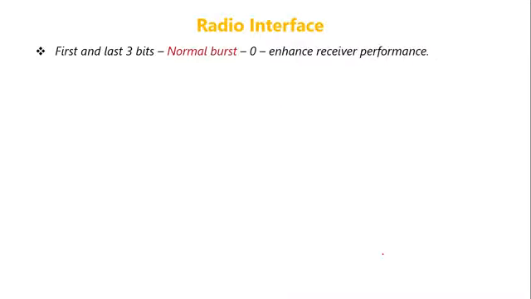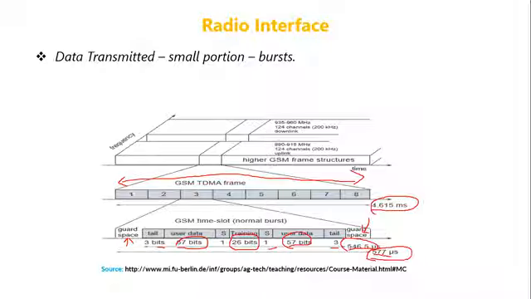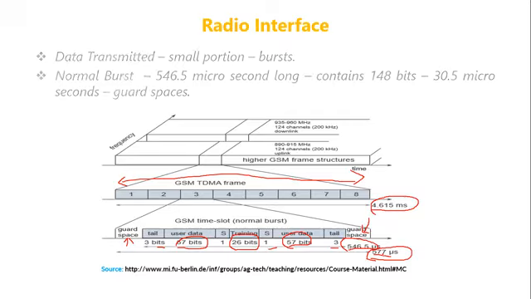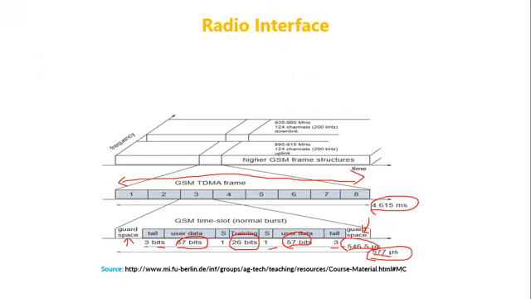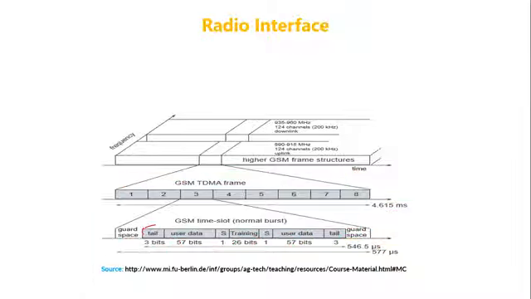Then we'll discuss this. We are discussing the normal burst, which is represented in this particular diagram. In the normal burst, we can see that the tails are set to 0, and it can be used to enhance the receiver performance. There is something called a tail, which occupies 3 bits. There is a tail at the beginning, and also a tail at the end. These tails are normally set to 0, and can be used to enhance the receiver performance.